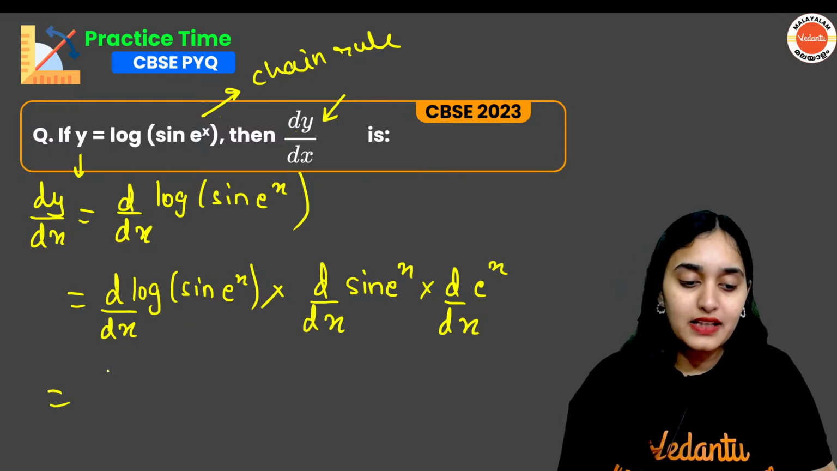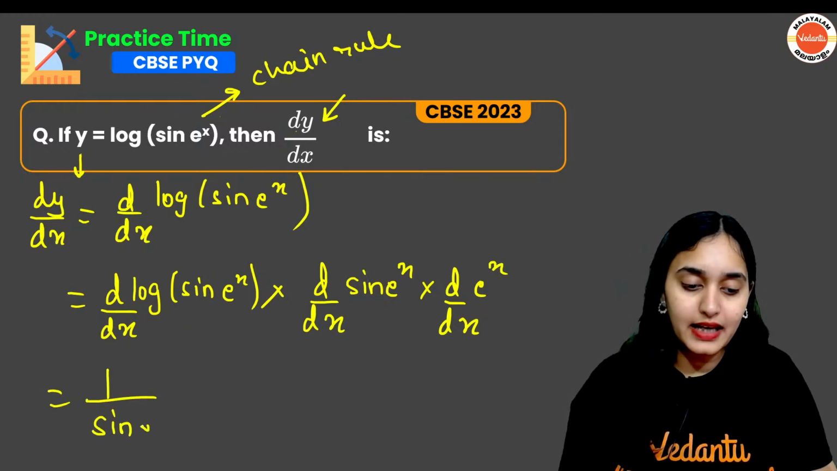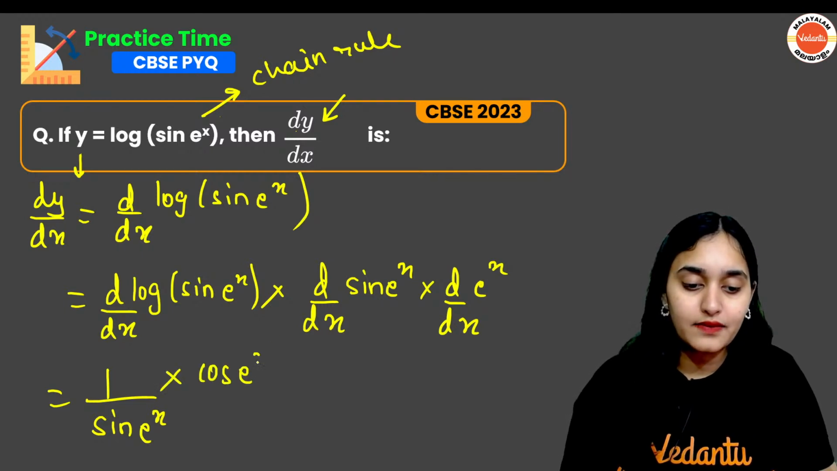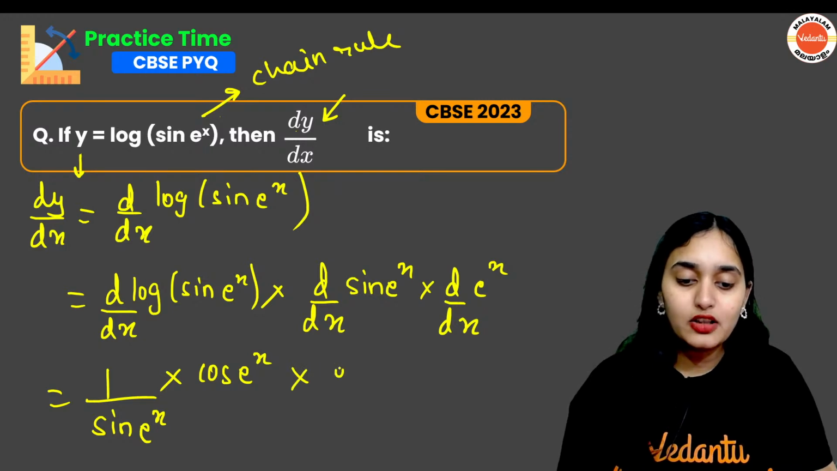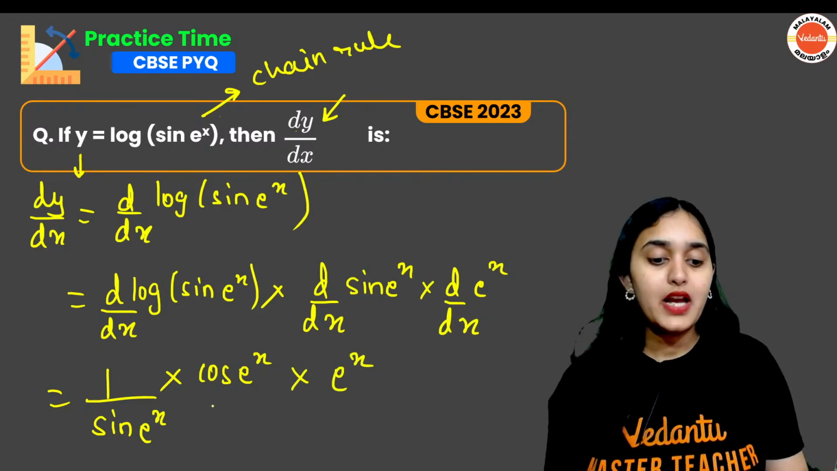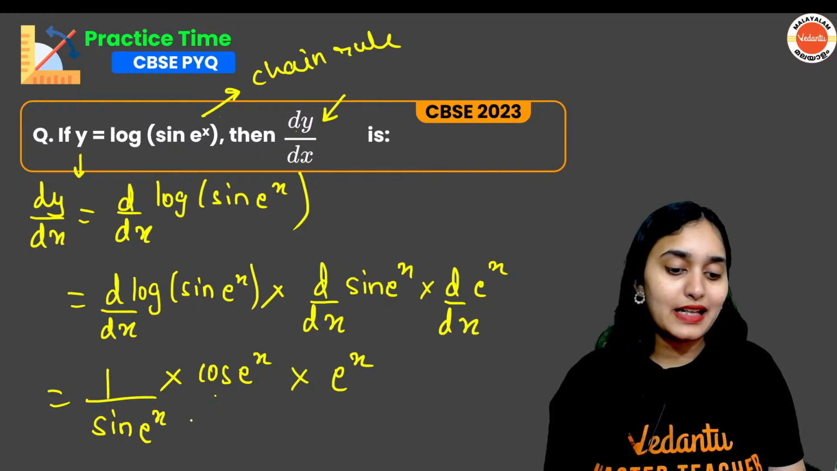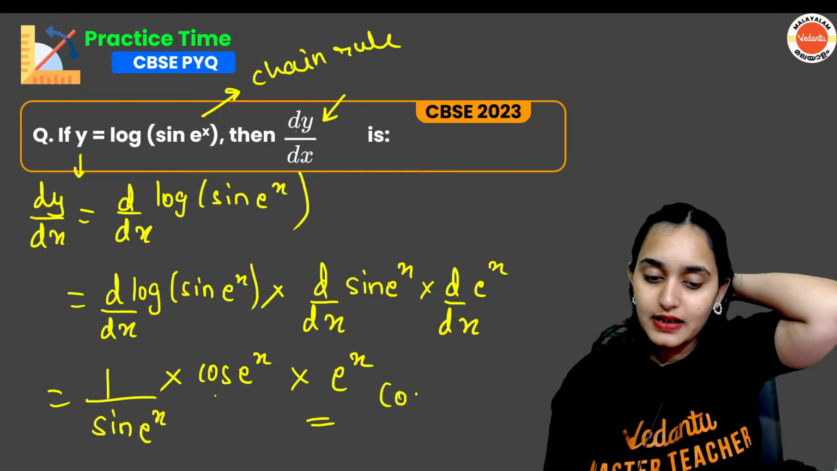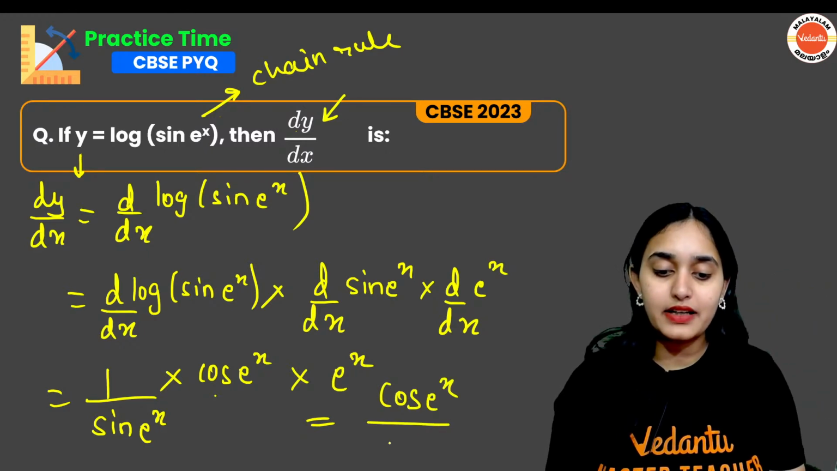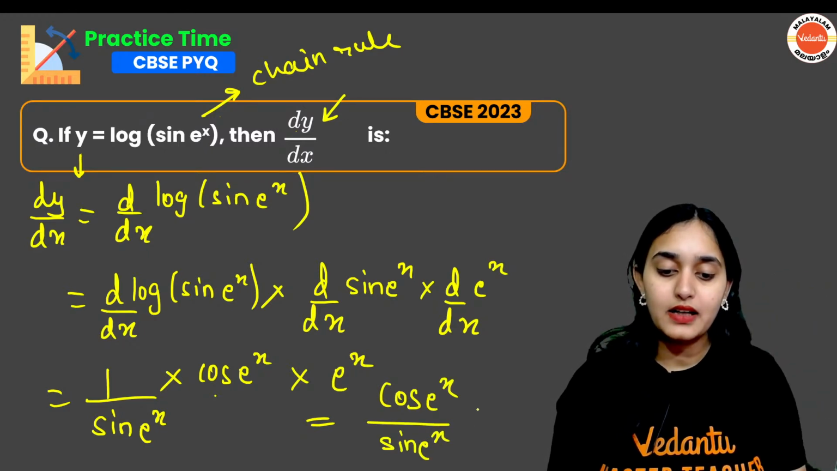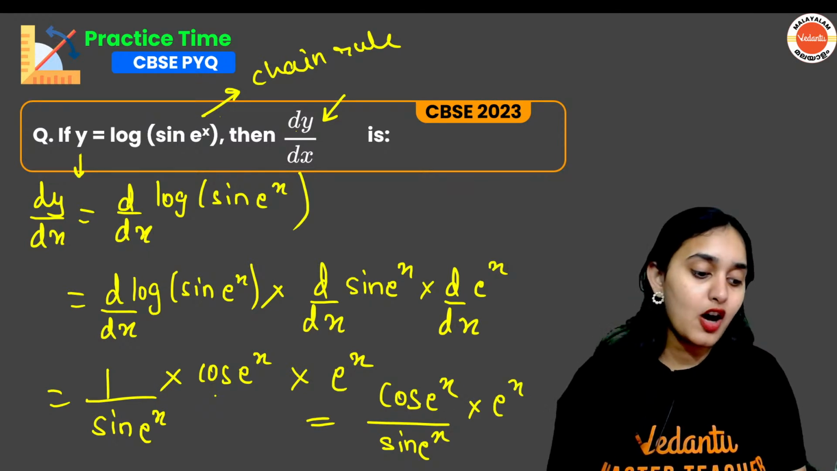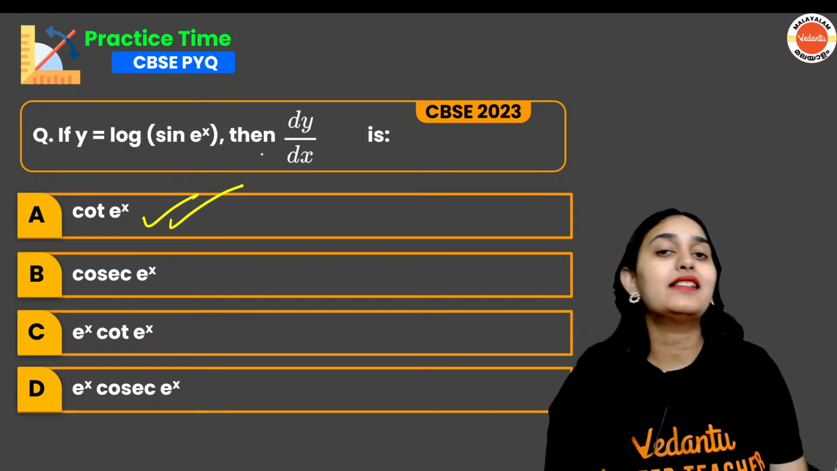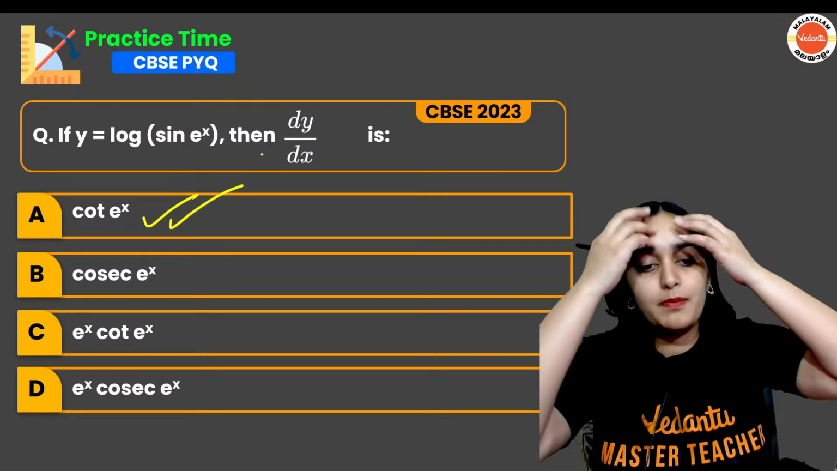So log x differentiation is 1 upon x, sin e to the power x. Sin x differentiation is cos x, cos e to the power x. E to the power x differentiation is e to the power x. Now what is cos upon sin? Quickly tell me. What is cos divided by sin? So this is cos e to the power x divided by sin e to the power x into e to the power x. What is cos upon sin? Cot. So my right answer is cot e to the power x.